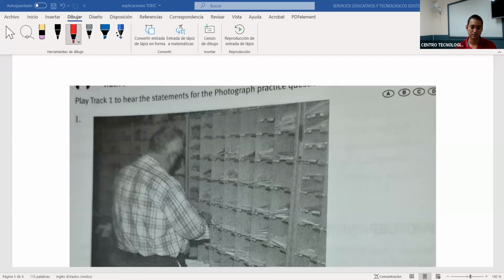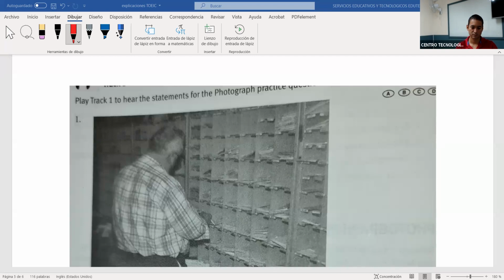C. They're gathered around the table. D. They're eating at a restaurant. Choice C. They're gathered around the table best describes what you see in the picture.